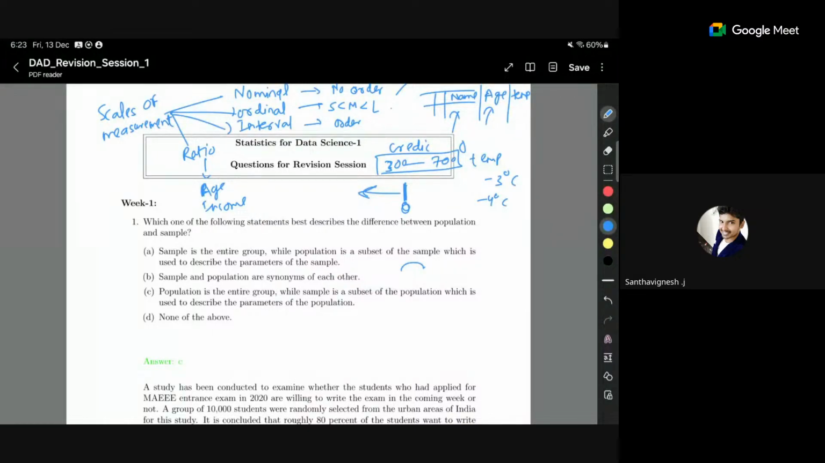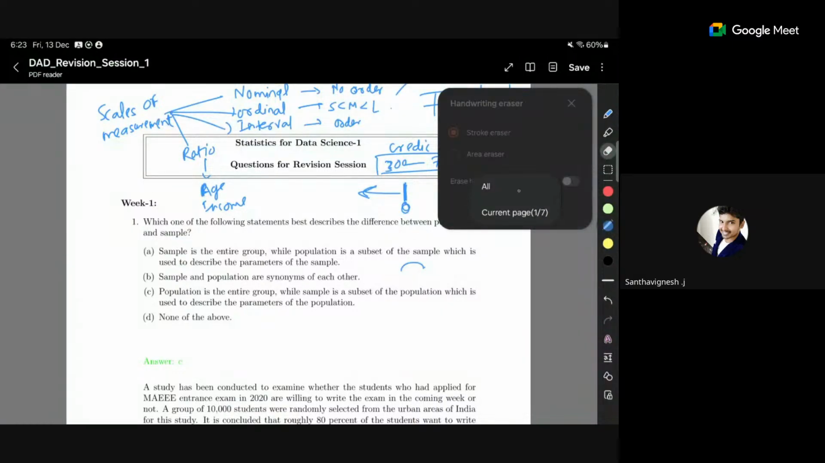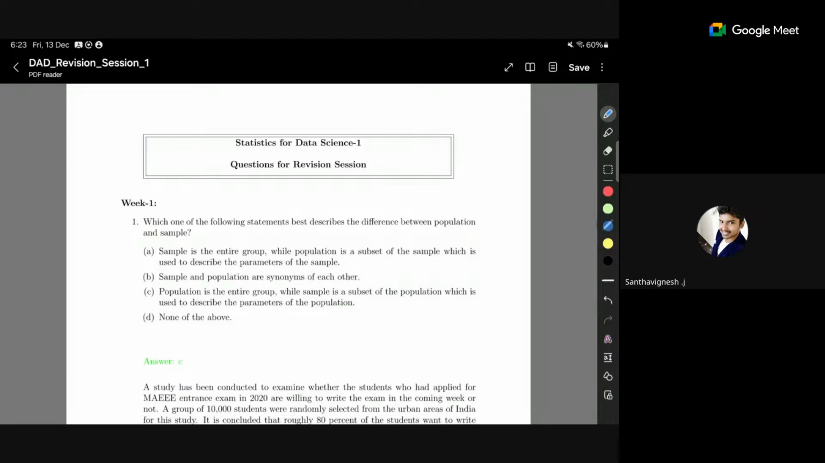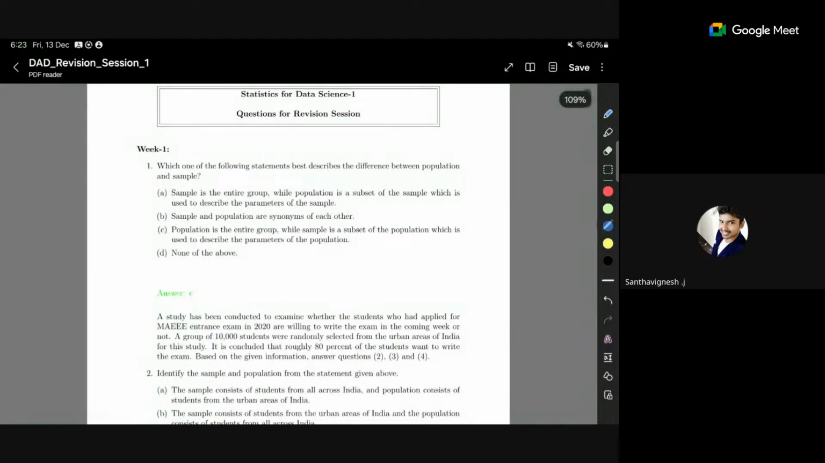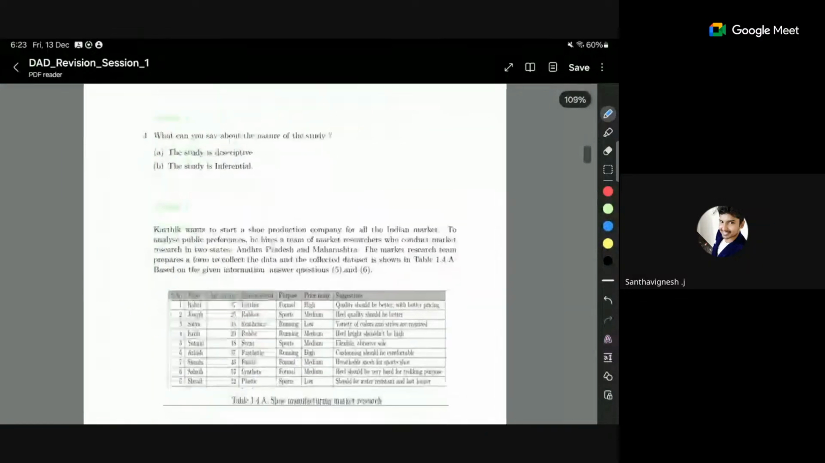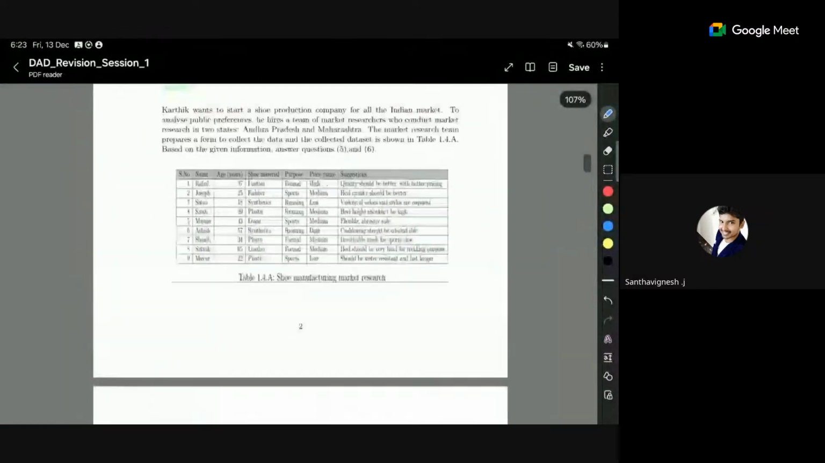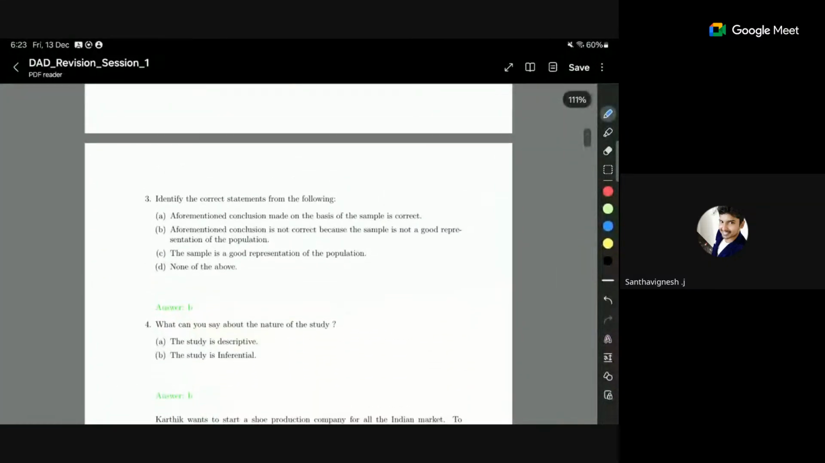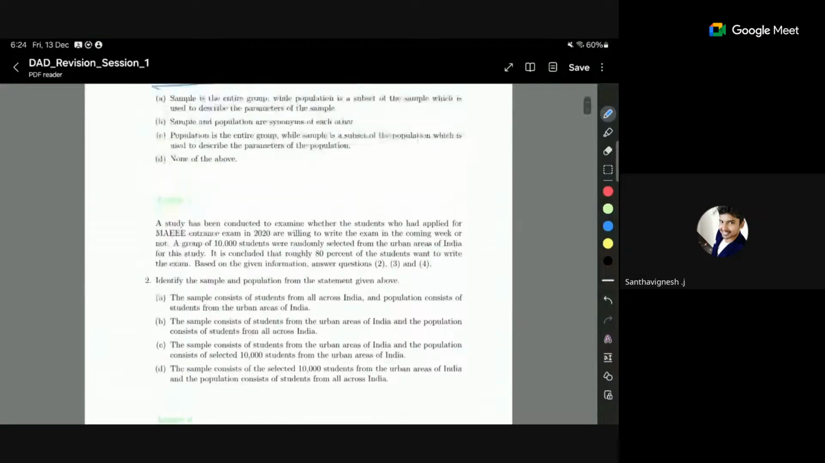So to start with, we can have these questions which you can solve. Okay, so let's see. Yeah. Which of the following statements best describes the population sample? Okay, so this is not on that. First, give me a minute.